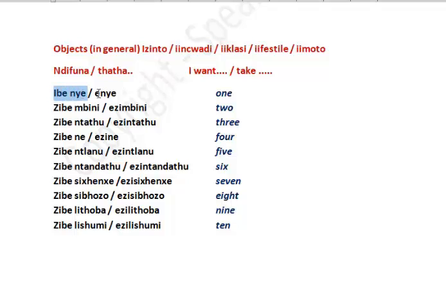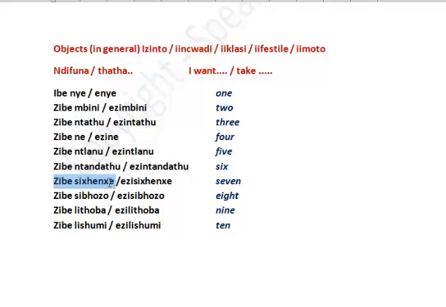Ibenye or enye, one. Zibembini or ezimbini, two. Zibentatu or ezintatu, three. Zibene or ezine, four. Zibentlanu or ezintlanu, for five. Zibentandatu, six. Or ezintandatu, the alternative form.